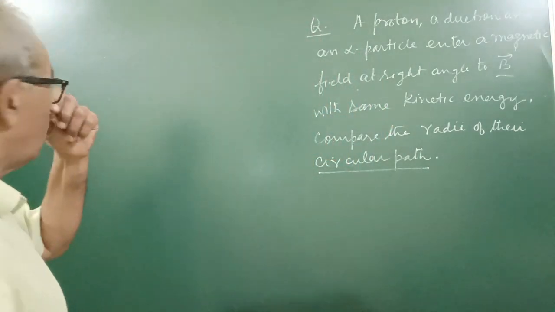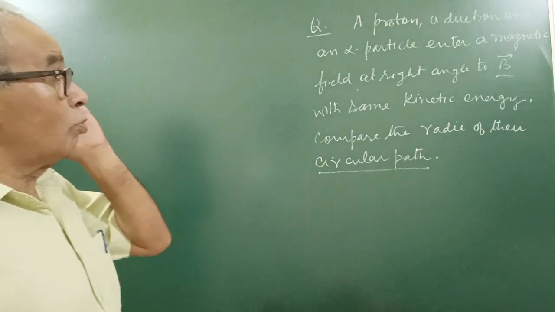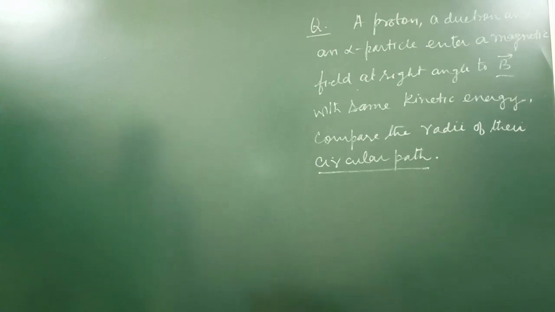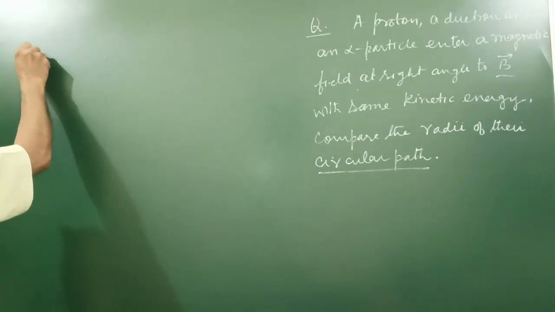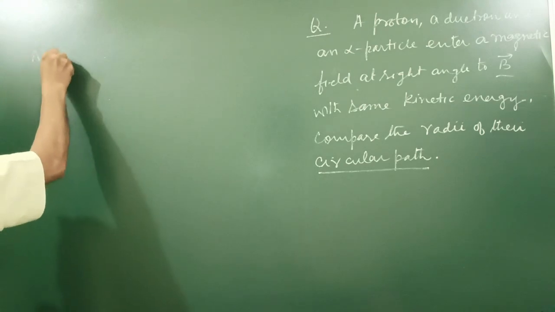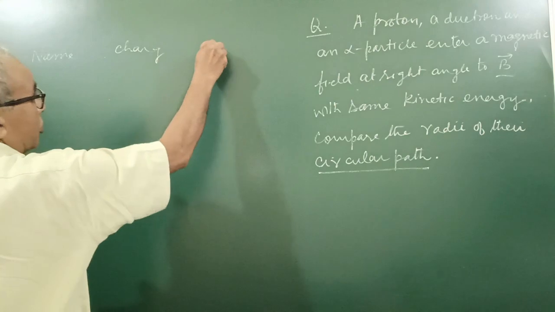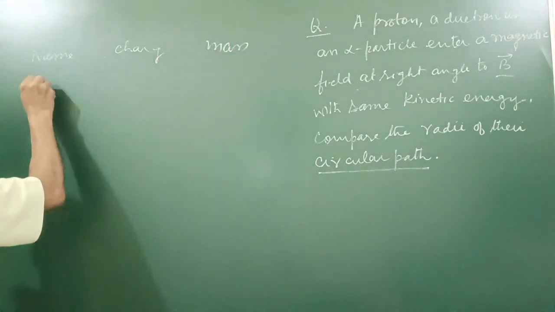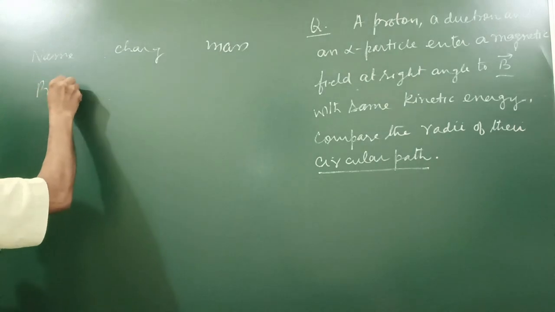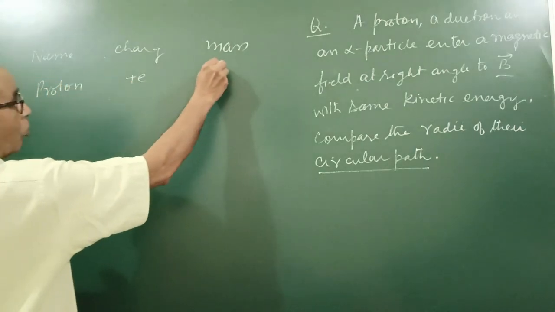So first of all, we should know what is a proton, what is a neutron, what is the other particle. Proton is very common. I am writing here the name of the particle, its charge, and its mass. Proton has charge plus e, and suppose the mass is m.